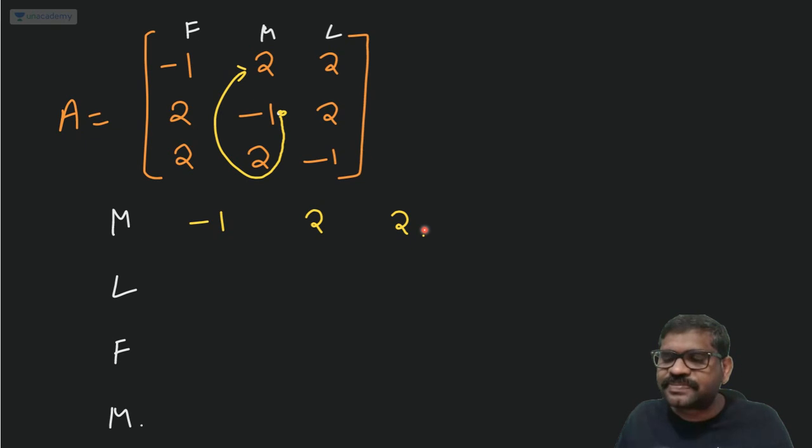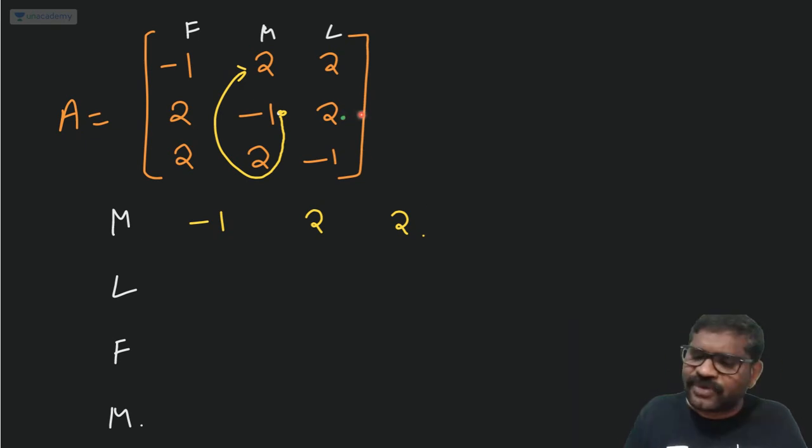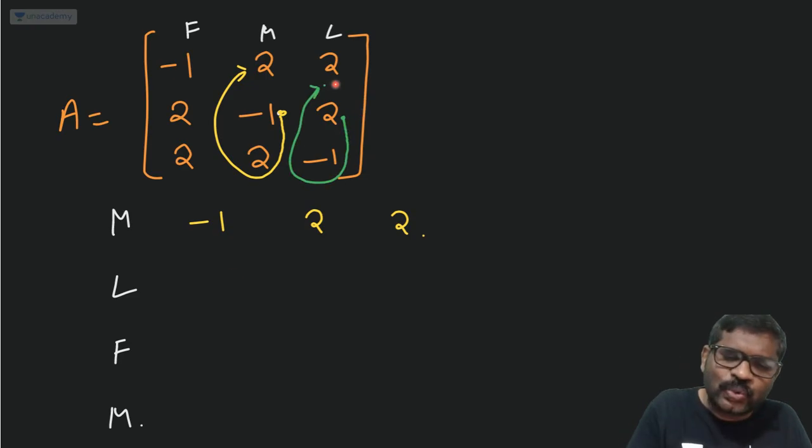Clockwise. Next, last column. Again, same process: from the middle element, write the entries clockwise. 2, -1, 2.